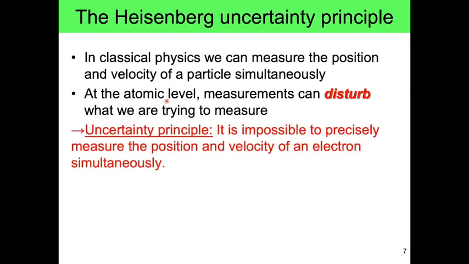Now this is known as the uncertainty principle, which essentially states that it's impossible to precisely measure position and velocity at the same time, right? Which is why the electron is treated as a cloud of probability surrounding the nucleus. That's the most correct picture in quantum mechanics.